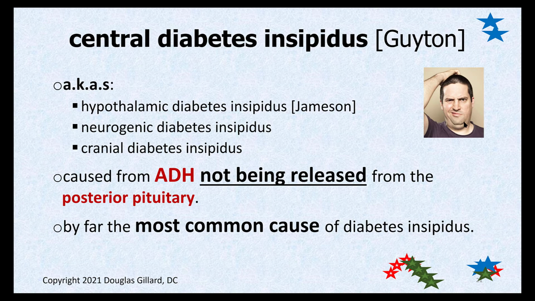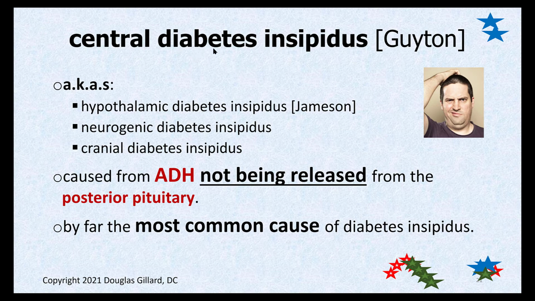A bunch of AKAs again. Hypothalamic diabetes insipidus. I don't think they're going to use that one because that tells you the cause of it. Neurogenic diabetes insipidus, meaning brain. Cranial diabetes insipidus. Guyton, which is a board book, uses central, and I think this is what's going to be on the boards. Central diabetes insipidus.